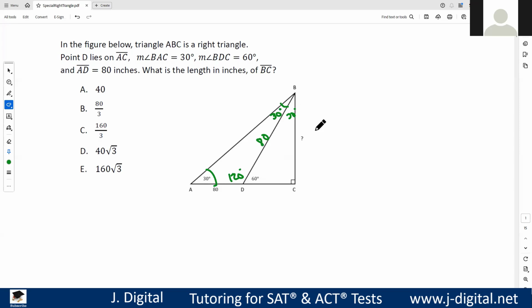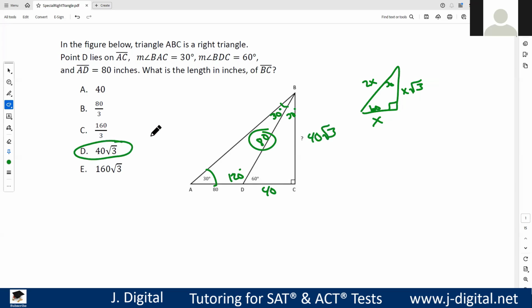So now we can just use a ratio of a 30, 60, 90. Remember that is 2x for the hypotenuse, x opposite the 30, and x square root of 3 opposite the 60. So here, if this is 80, this can be 40, this be 40 square root of 3. Okay, so no algebra needed for that one.